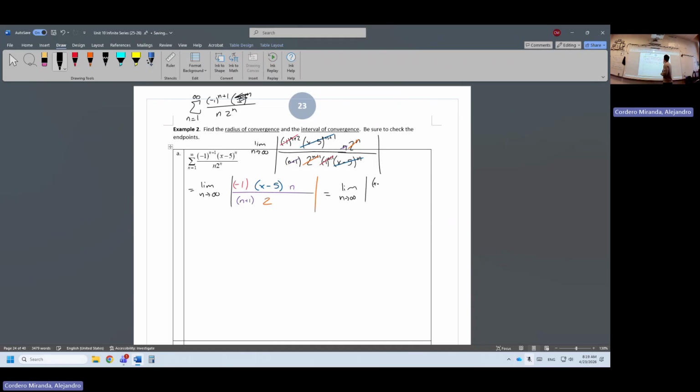This would be x minus 5 times n over, and then let me put the 2 out here, n plus 1. In fact, let me just distribute that too, also. Sorry. We'll distribute that too. You get 2n plus 2. Cool. Okay. Then, like I said, you're wondering when will this limit be less than 1, because that's when this is going to converge, right? So you just have to solve the equation that tells you when will this limit be less than 1.